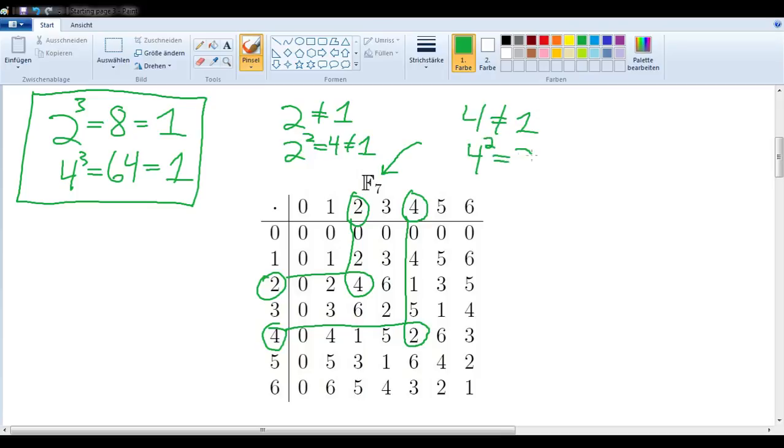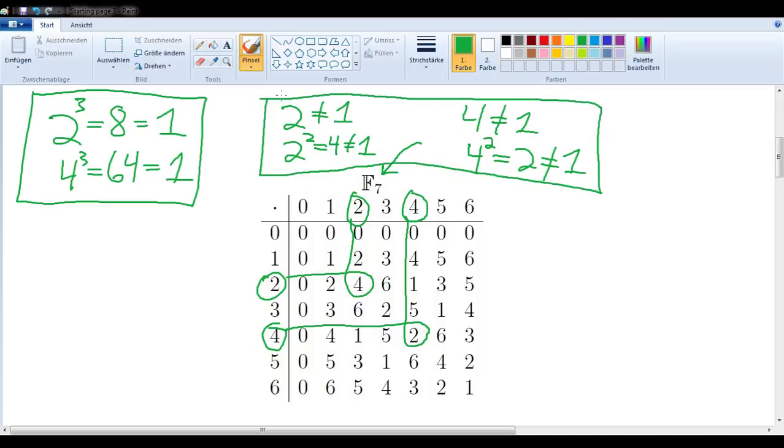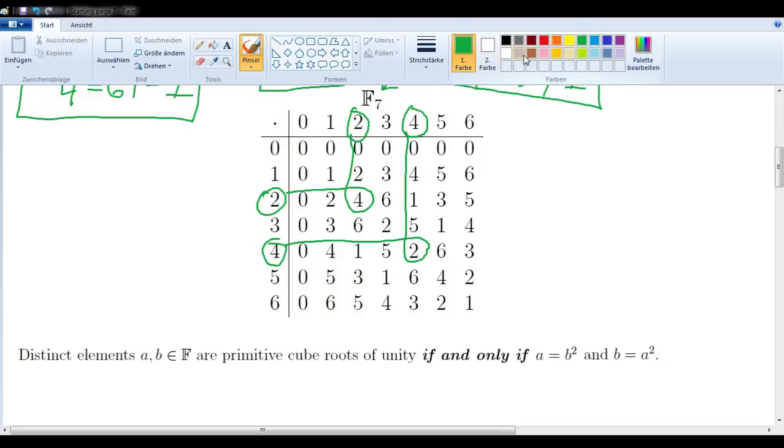Quite obviously, 4 is not equal to 1, and 4 squared is also not equal to 1. But with that, we have now shown that 2 and 4 are primitive cube roots of unity. So let's write that out in a more general fashion so that we can prove it. Distinct elements A and B in some field F are primitive cube roots of unity if and only if A equals B squared and B equals A squared.